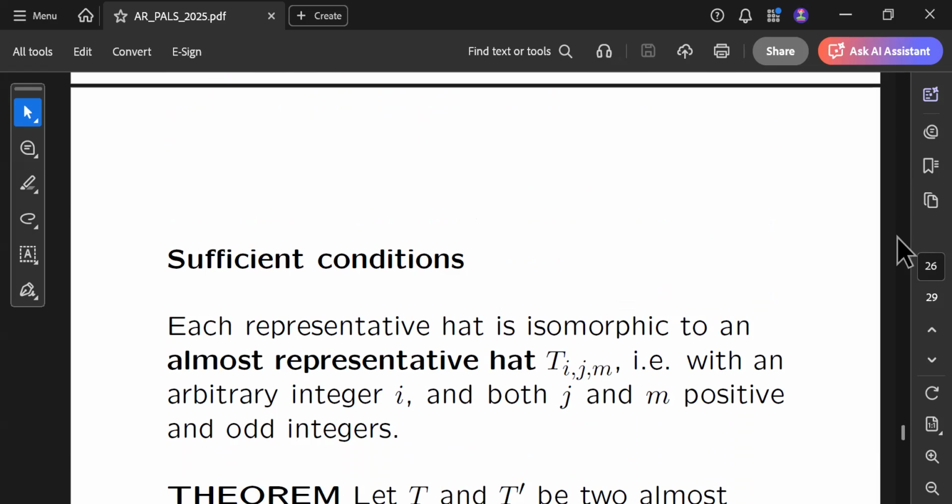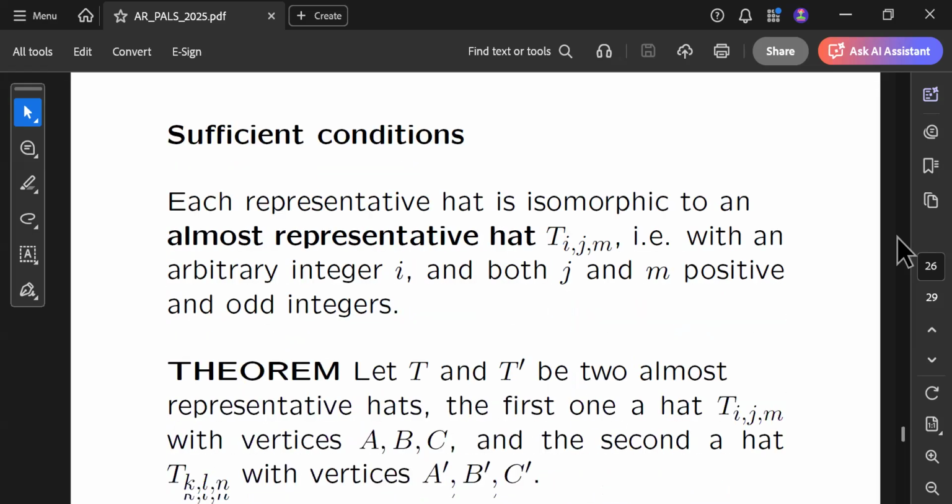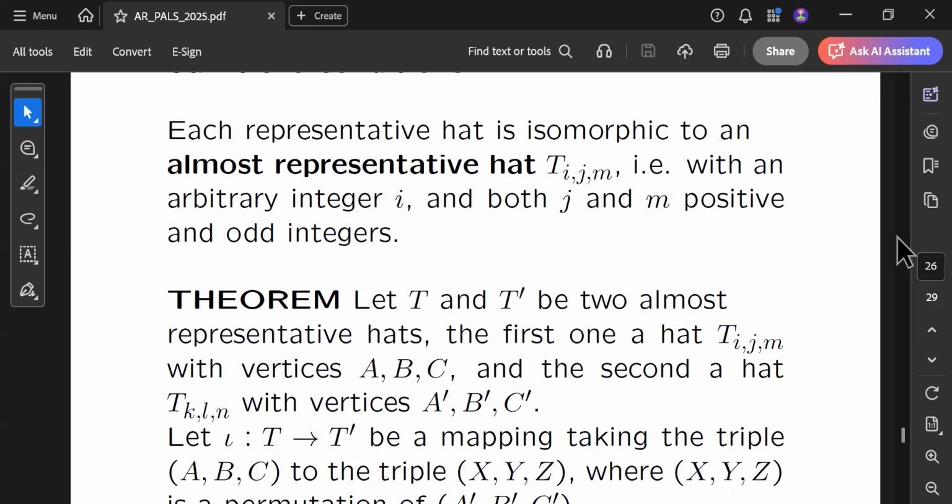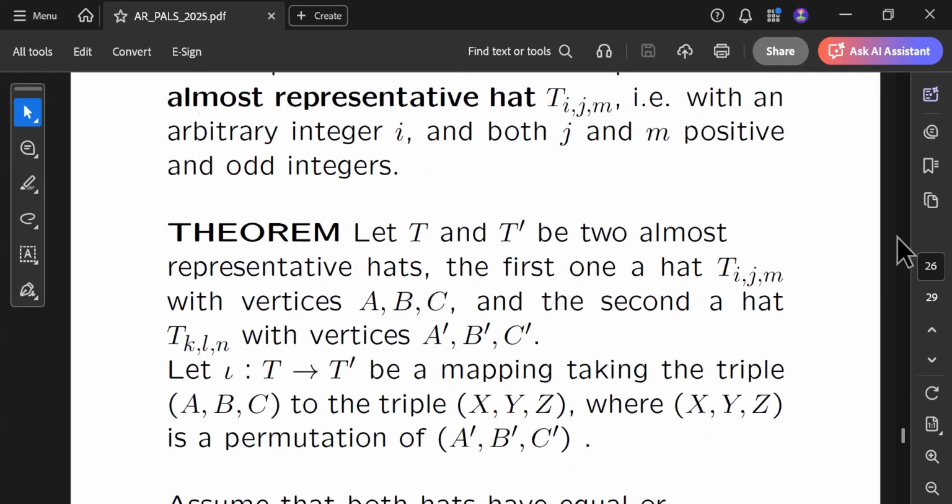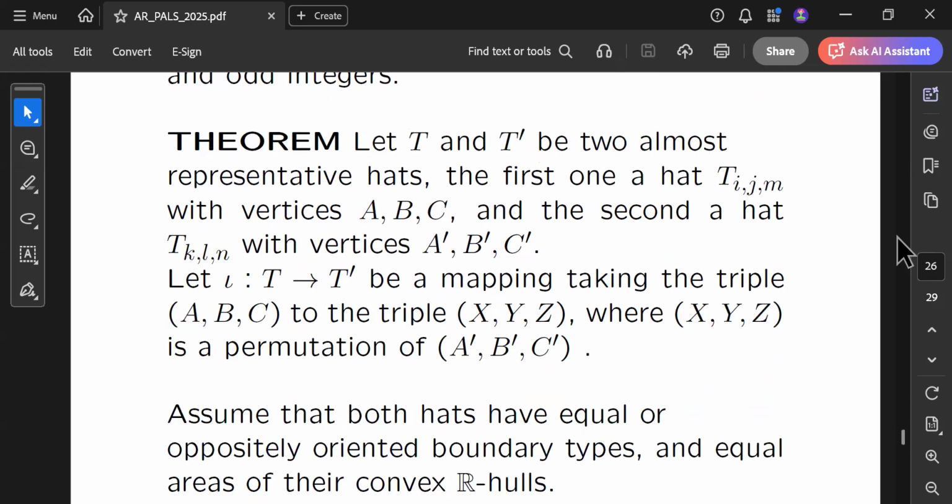Instead of representative hats, we rather used here an equivalent description of so-called almost representative hats, where J and M are positive odd integers as before, but I may be an arbitrary integer. So if we have two almost representative hats, T and T prime, the first a hat of type T, I, J, M with vertices A, B, C, and the second a hat T, K, L, N with vertices A prime, B prime, C prime. And let I be a mapping from T to T prime, taking the triple ABC of vertices to the triple XYZ, where XYZ is a permutation of the vertices of the triangle T prime.